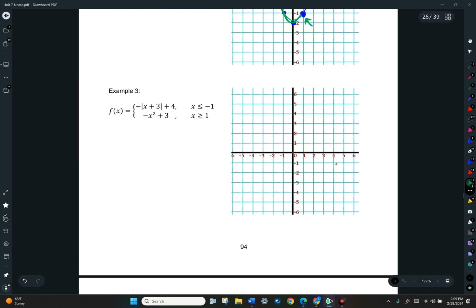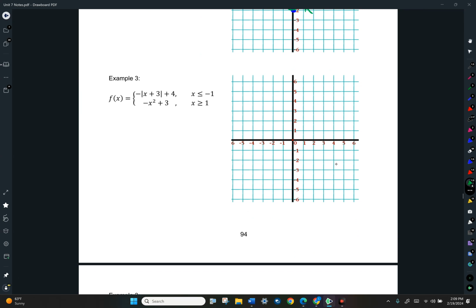Okay, so look at my next example. So I have two pieces. So let's start with the first piece.